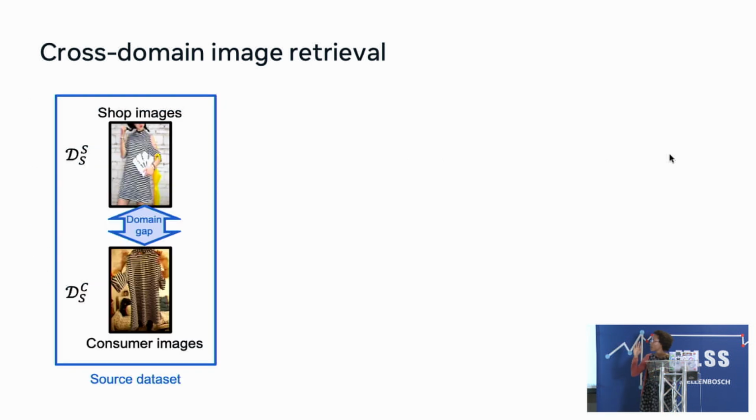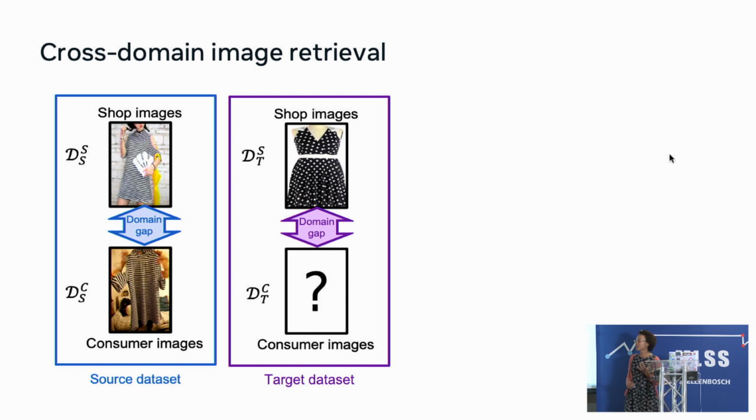So to go through the whole problem space, once again we have these shop images, we have consumer images, and there's the domain gap I mentioned before, right? The kind of sensor problem. And then let's say we have this new data set, a bunch of shop images that came online, and maybe they have some data associated with them. But the consumer images, we don't have any consumer images, right? We just got this new set of items from our catalog, but nobody's bought them yet.